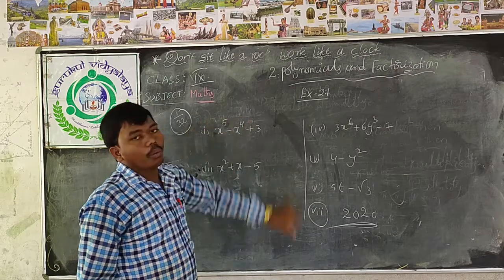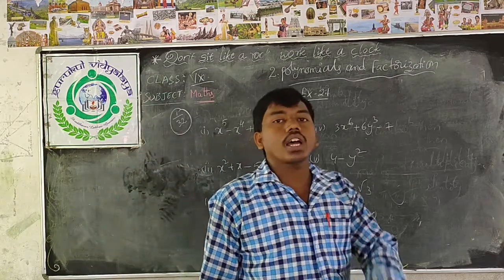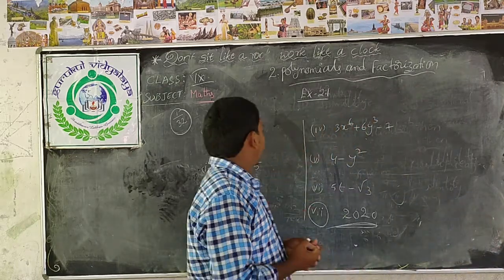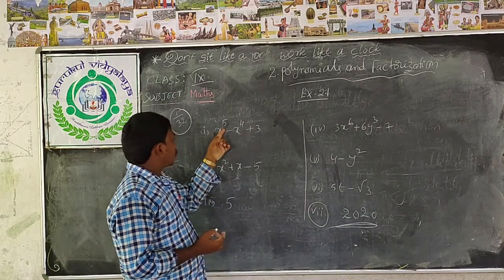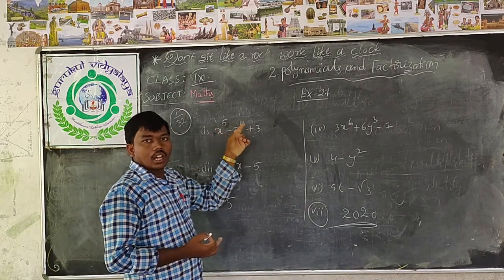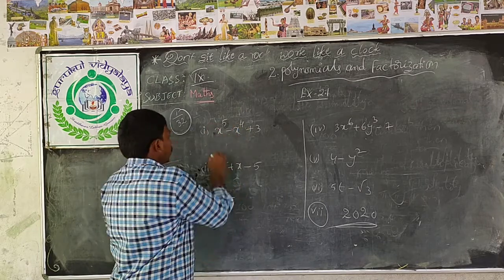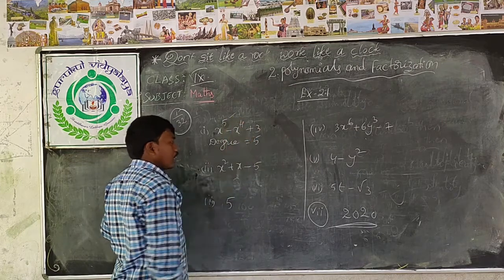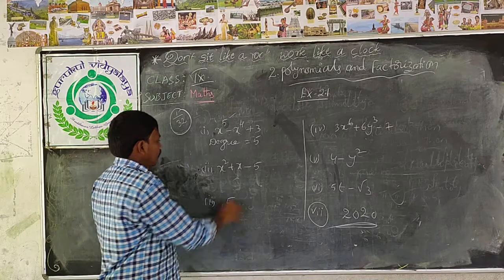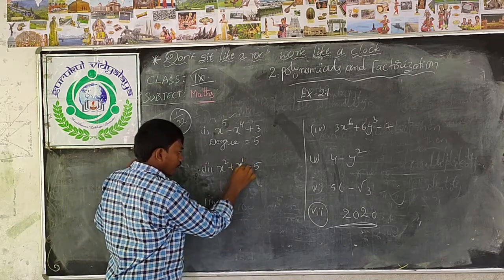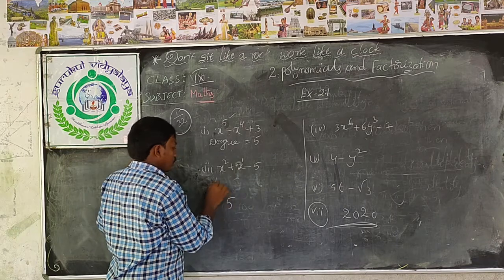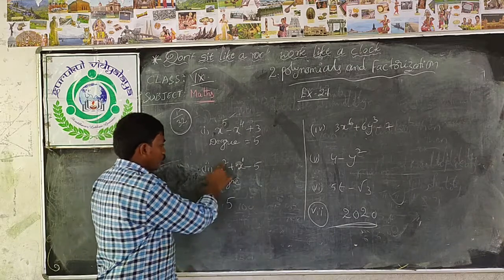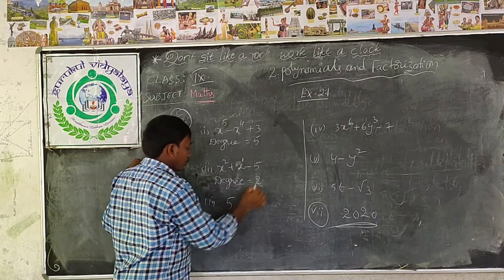So children, the degree of the polynomial means the highest power of the polynomial. See the highest power, 5 and 4. So what is the highest between 5 and 4? The degree of the given polynomial is 5. Children, where there is no power for a variable x, we will take 1. So what is the degree of x square plus x minus 5? 1 or 2? What is the highest value? 2. So the degree is 2.